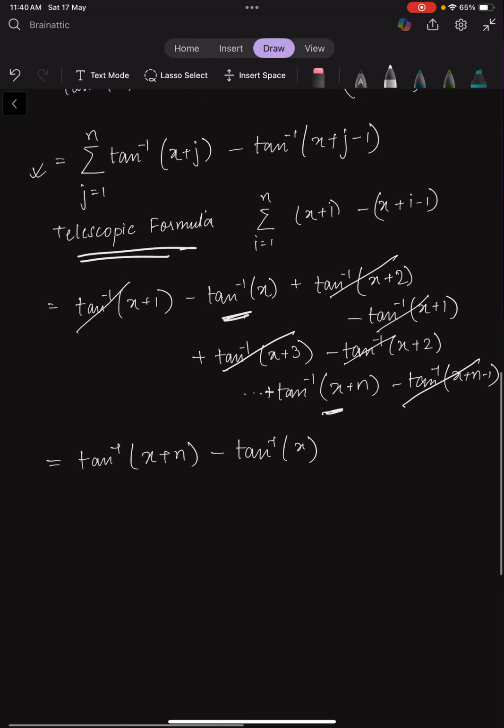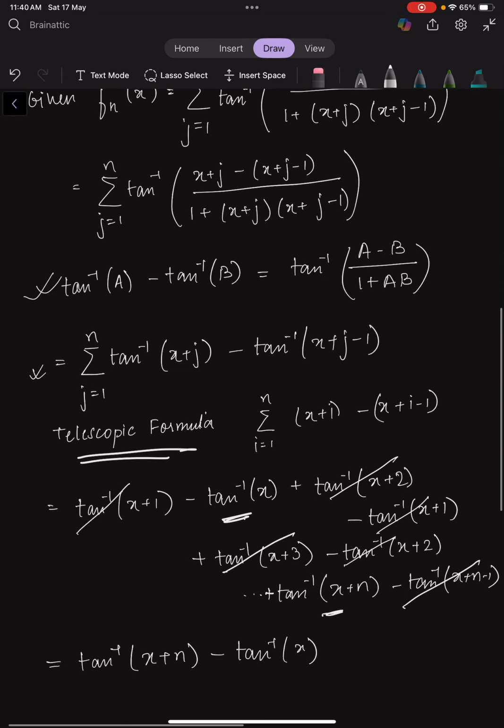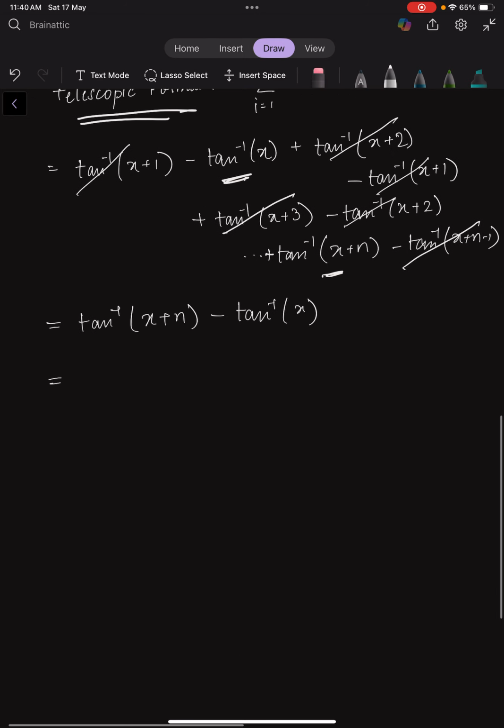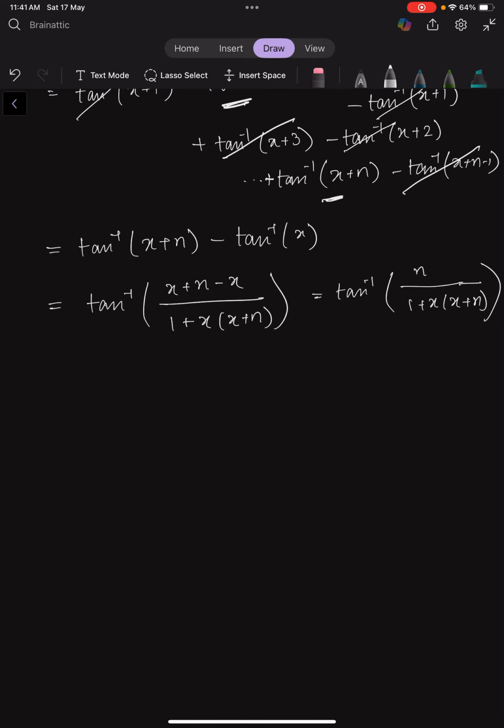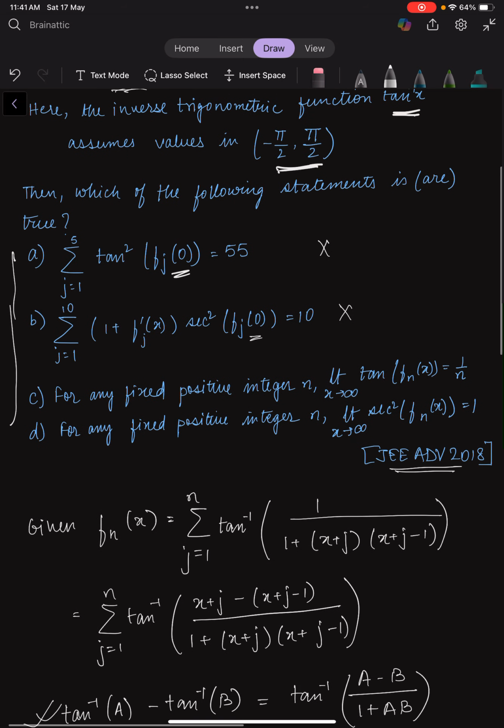Okay, now we'll use the formula I told you. We'll use this formula again, and what we get now is tan inverse of ((x plus n) minus x) by (1 plus x into (x plus n)). This, if I just write it again, would be tan inverse n by (1 plus x times (x plus n)). Okay, so we have drastically simplified the problem now, and we have already eliminated option A and B on the right grounds.